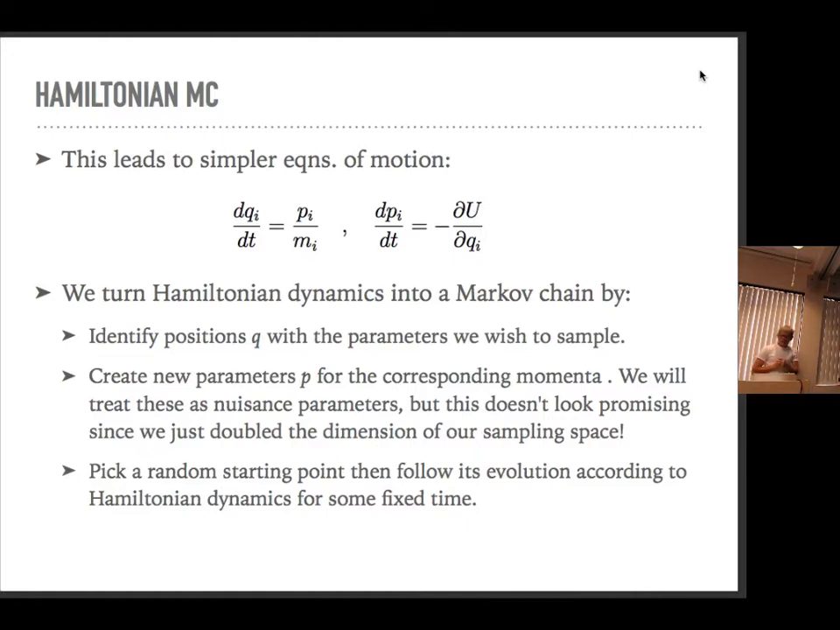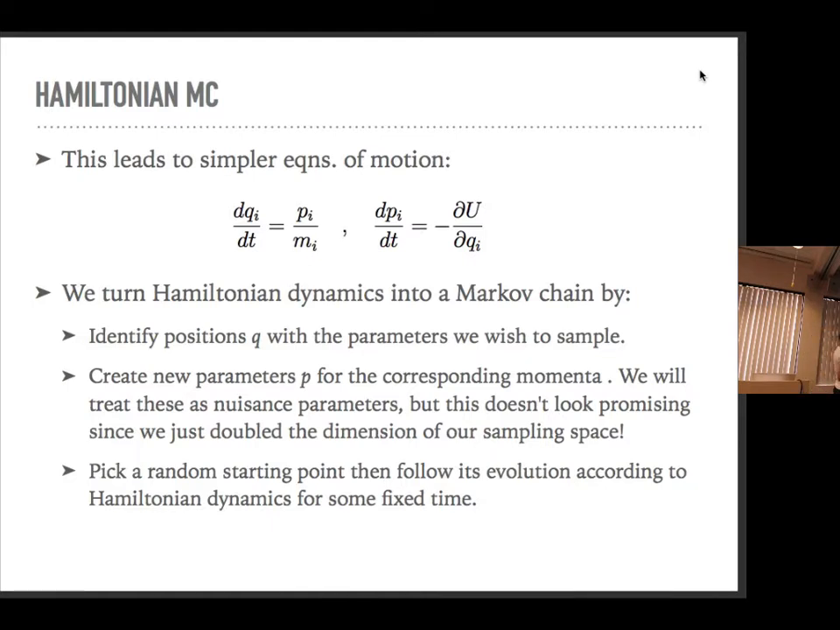So how do we leverage this to make a Markov chain? The first thing we're going to do is identify the Q's, the positions of our particles, with the parameters. We're basically going to create an artificial physical system that obeys Newton's laws, and we're going to simulate that system, its physical dynamics, in order to generate a Markov chain. So let's say we have 3 parameters. That means our particles are going to live in 3 dimensions, and each Q sub i, where i indexes the different parameters, is identified with a parameter.